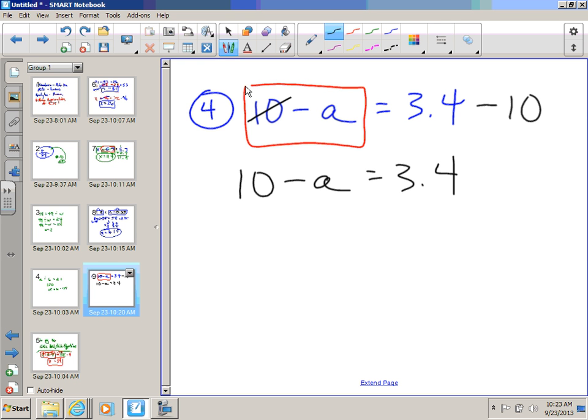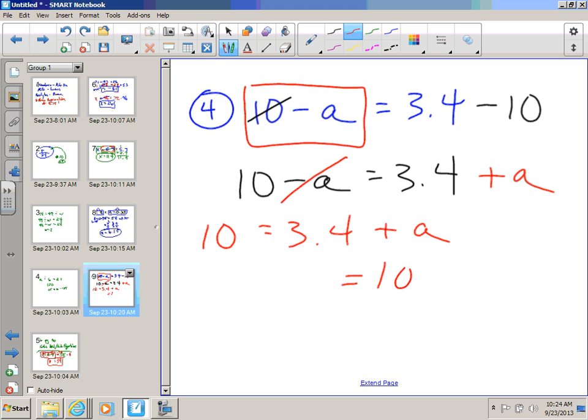Let's get rid of the A. We're subtracting A. What's the opposite of subtracting A? Let's add A. When I add A, it's gone from this side. Let's add it there. Now, essentially, what we have is 10 is equal to 3.4 plus A. Can I switch things around, make it a little more pleasing to the eye? Sarah? 3.4 plus A equals 10.